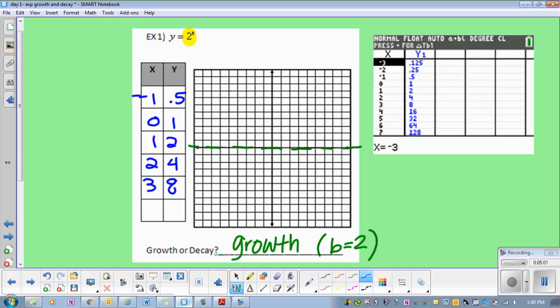All right, so let's go and graph this. Negative 1.5. 0, 1. 1, 2. 2, 4. 3, 8. I don't necessarily have to use all of these points, but it's good to get a better graph.